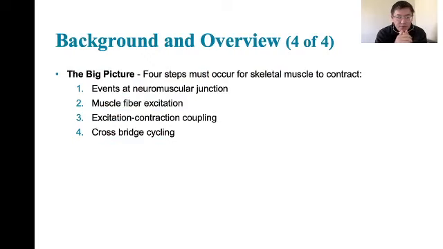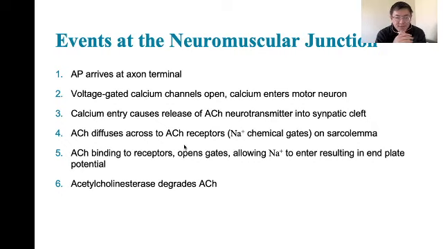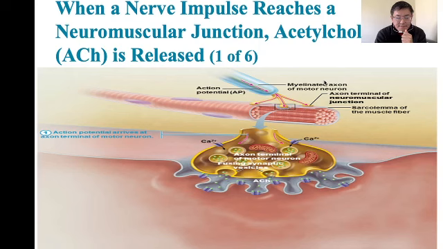Now let's talk about muscle contraction. Muscle contraction has four events. The first event is the events at the neuromuscular junction. The second is muscle fiber excitation. The third is excitation-contraction coupling. The last one is cross bridge cycling. So these are the events that happen at the neuromuscular junction. We will discuss this in detail with this schema.